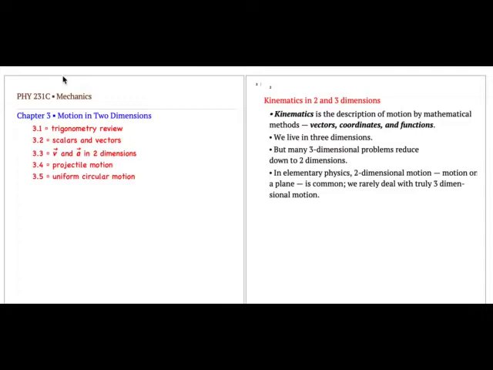Chapter 2 was motion in one dimension, the simplest example of kinematics. And Chapter 3 is motion in two dimensions. The chapter has several sections. There's a trigonometry review. There's a section on vectors. There's velocity and acceleration in two dimensions. And then there are two sections on examples: projectile motion and uniform circular motion.